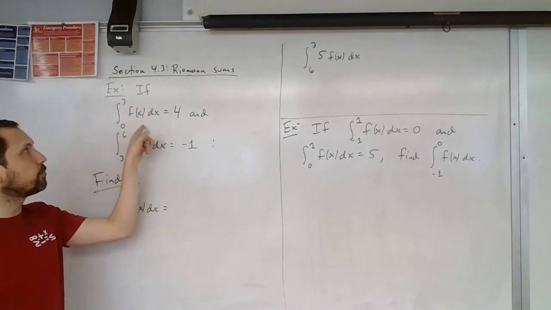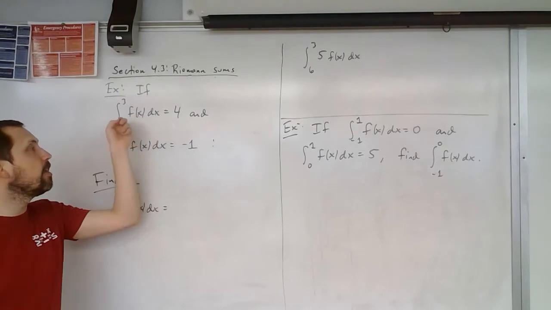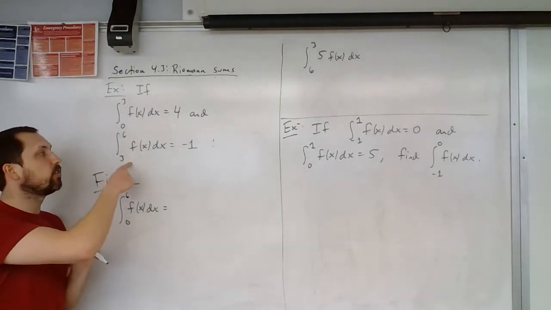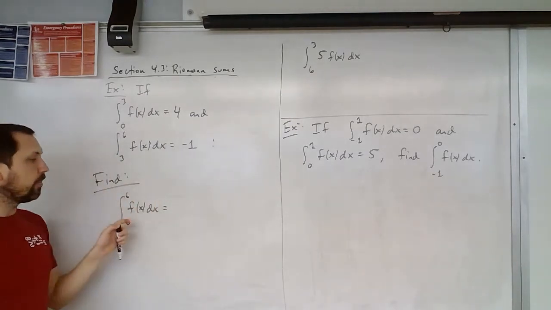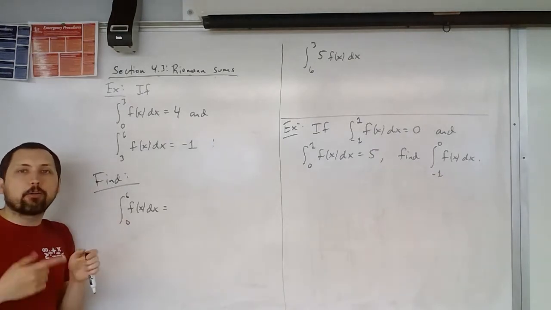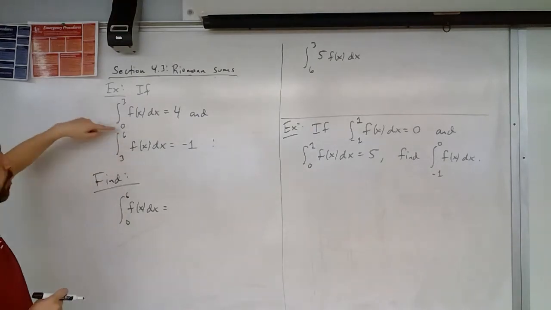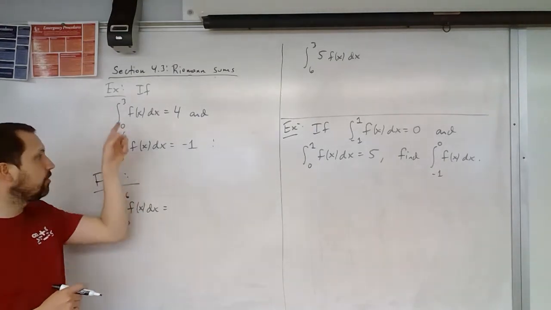So again, remember, when we see this, we're thinking the area, or the net area of this function from 0 to 3 is 4. And then the net area of our function from 3 to 6 is going to be -1. So if we'd like to find the net area of our function between 0 and 6, how can we use these properties? Well, we're given the integral from 0 to 3, 3 to 6, so the property said that I could add these two together.